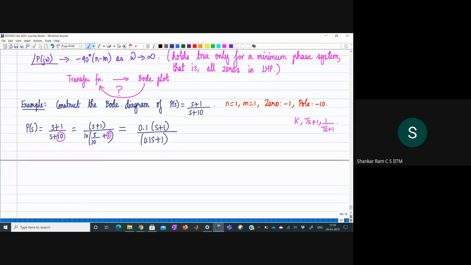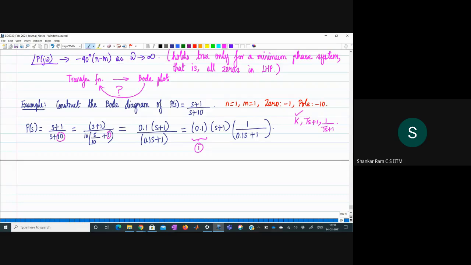I hope it is clear how we got this sort of structure by doing a simple algebraic manipulation. We have not done anything major. It's a very simple algebraic manipulation, and we have got the structure. So immediately we can observe that this can be written as a product of three terms: 0.1, s plus 1, and 1 divided by 0.1 s plus 1. So we can immediately see that these are the three terms that we want.